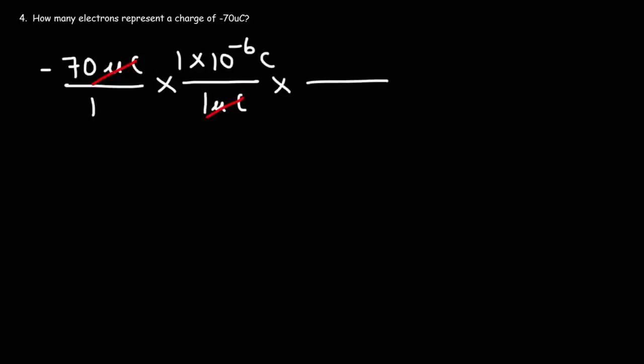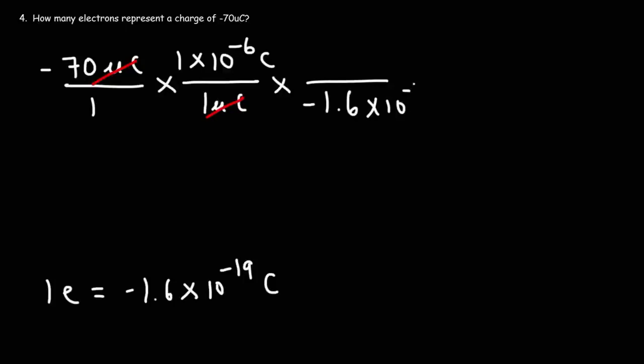Now we have the conversion factor between number of electrons and electric charge. Keep in mind, 1 electron has an electric charge of negative 1.6 times 10 to the negative 19 coulombs. It's really negative 1.602, but if you round it to negative 1.6, your answer will still be accurate. So let's put coulombs on the bottom and then 1 electron on top. So now we can cancel the unit coulombs. So it's going to be negative 70 times 1 times 10 to negative 6 divided by negative 1.6 times 10 to negative 19.